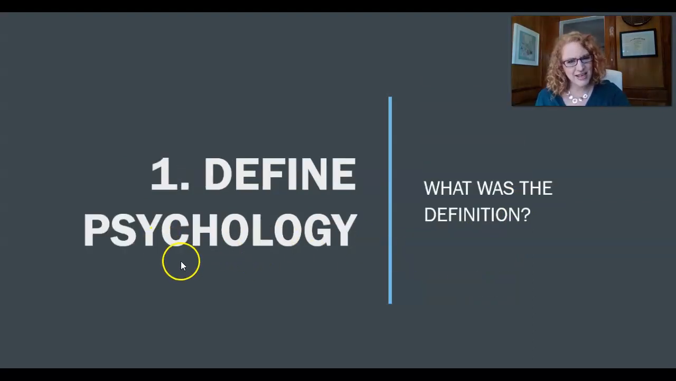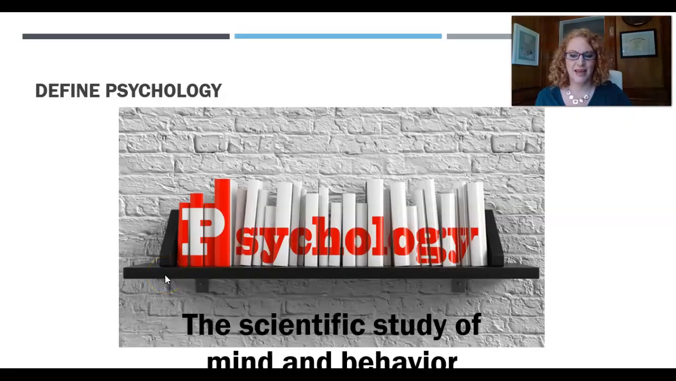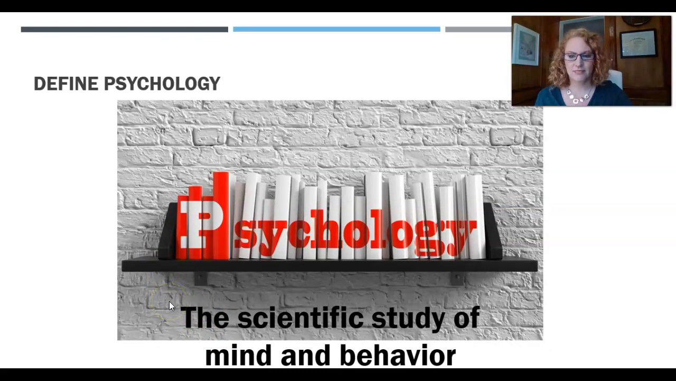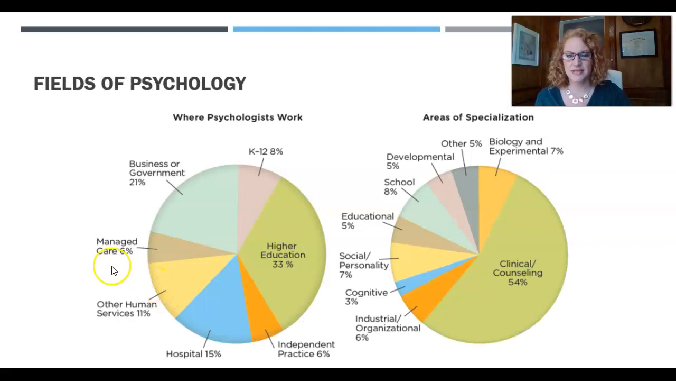So what was the definition again of psychology? Do you remember? There were 3 important terms. It's scientific. It is the mind and behavior. So we're going to be looking at the mind and behavior from a psychological science perspective. So where do psychologists work and what kind of specialties do they have? Just a brief look at this.